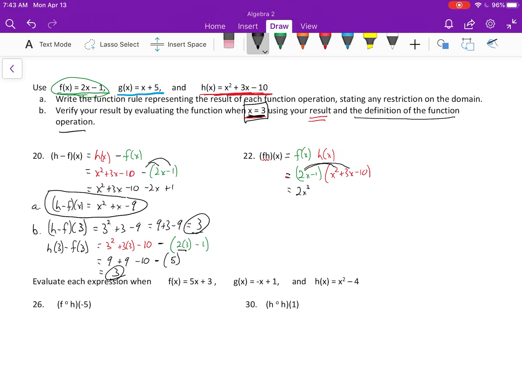So 2x cubed plus 6x squared minus 20x. Then we multiply the negative 1 times each term: negative x squared, minus 3x, plus 10. And then we add like terms. And there is part A.